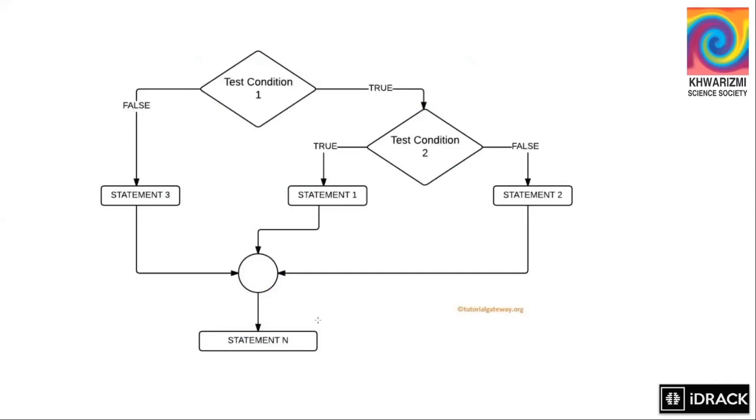So for a diagram of it, test condition 1, if it's false, it goes directly to statement number 3. If it's true, it tests for another condition. If that is true, it goes to statement number 1. If it is false, it goes to statement number 2. And then when it's executed all of those, it goes to the last statement in your block of code.